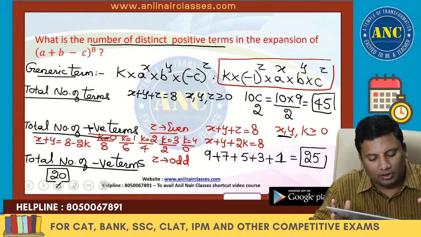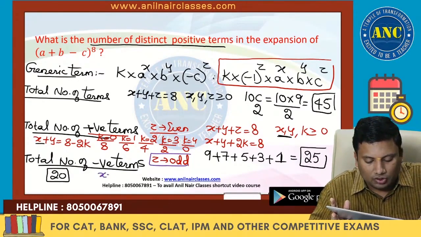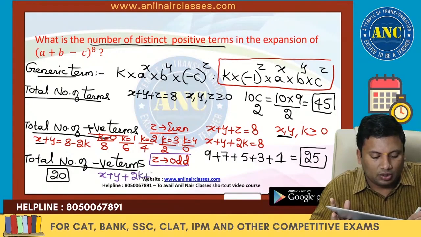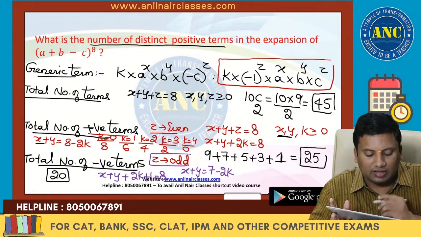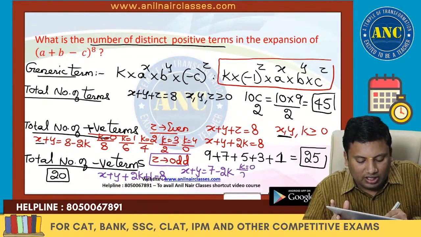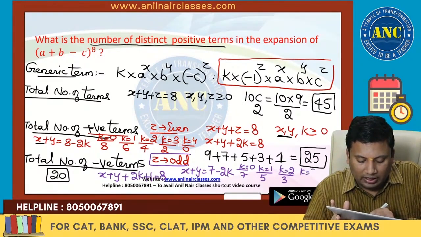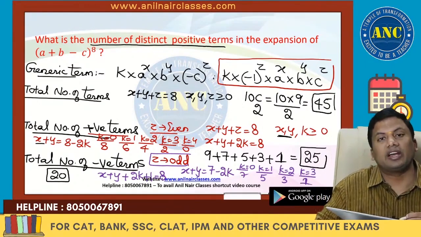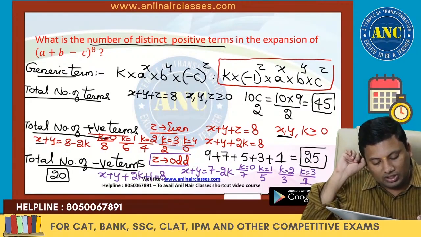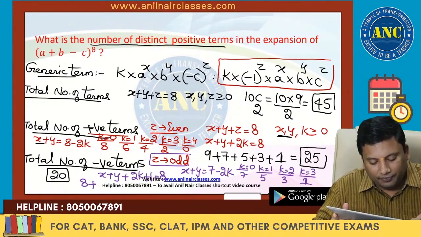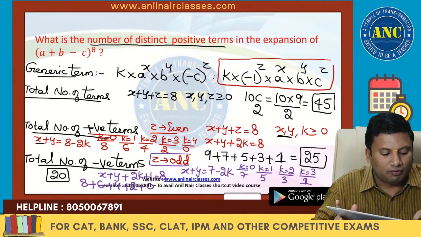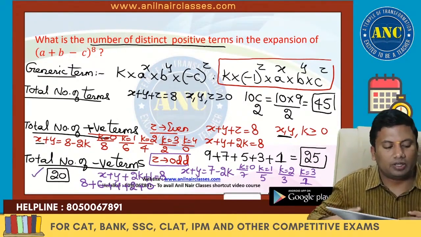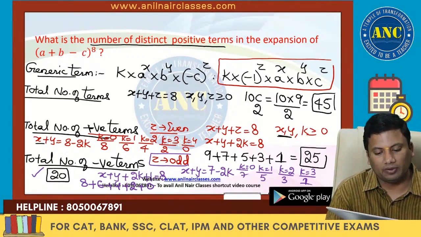Or you can also do it by using this one. z is odd, so x plus y plus 2k plus 1 equals 8. x plus y equals 7 minus 2k. k can be 0, which gives 7; k can be 1, which gives 5; k can be 2, which gives 3; k can be 3, which gives 1. So the counts are 8, 6, 4, 2, and the total is 20. The total number of negative terms is 20.